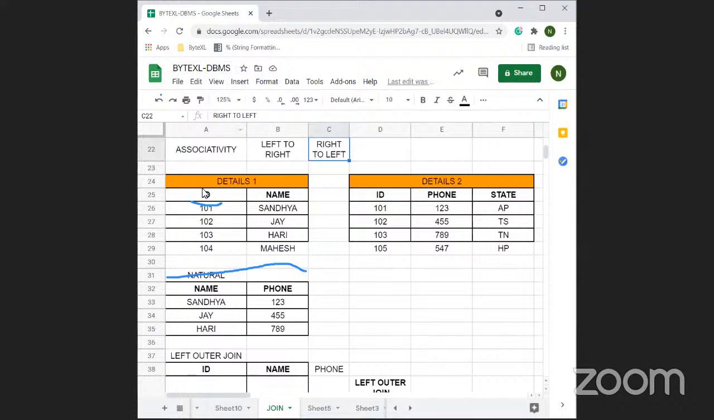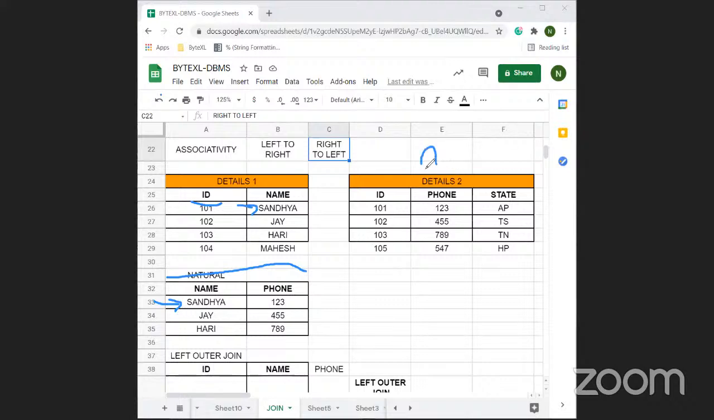So the left table ID is 101. What is the name of that ID? Sanjya. Some example name I have taken. The name Sanjya will be visible here. In the answer table, it will be added.